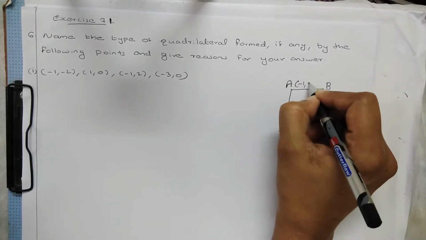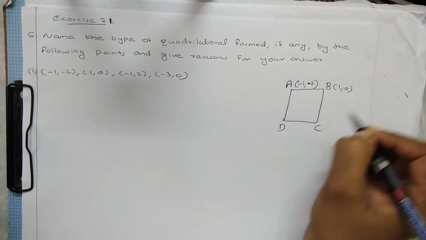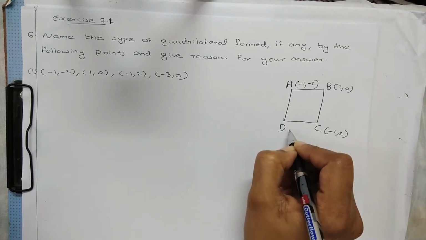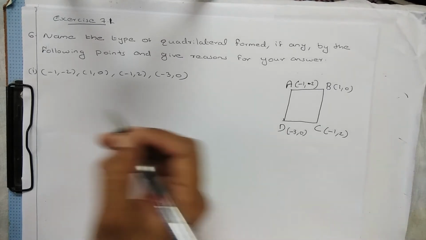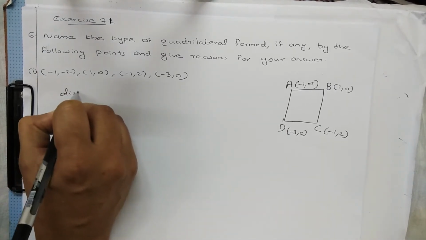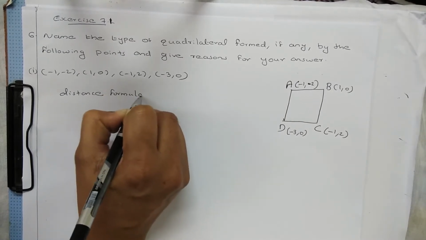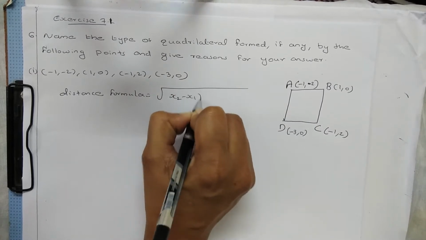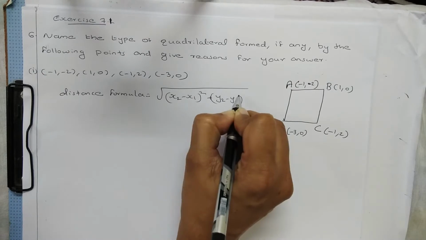A is (-1, -2). B is (1, 0). C is (-1, 2) and D is (-3, 0). These are the coordinates they have given. So the distance formula is what? Distance formula is root of (x2 minus x1) the whole square plus (y2 minus y1) the whole square.